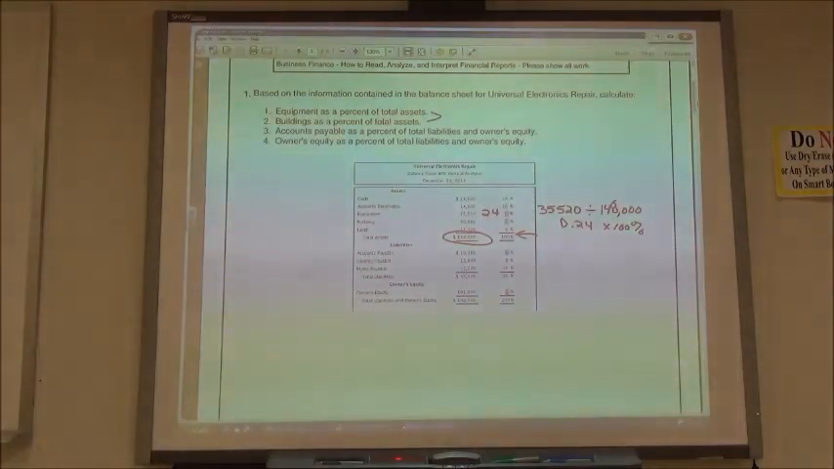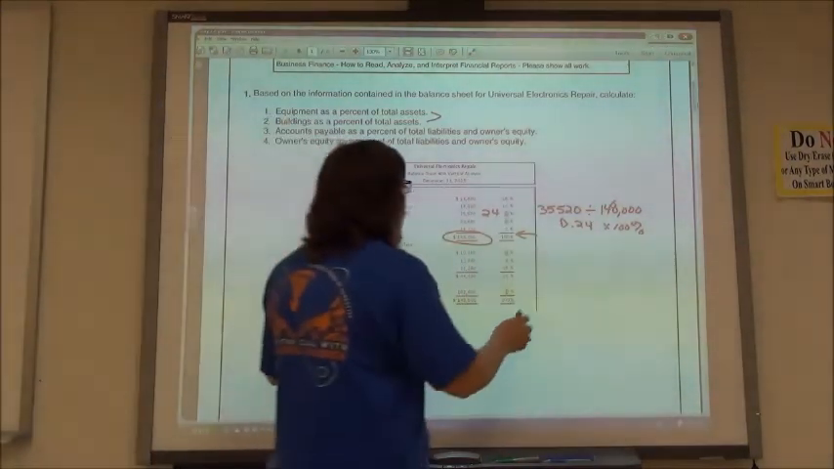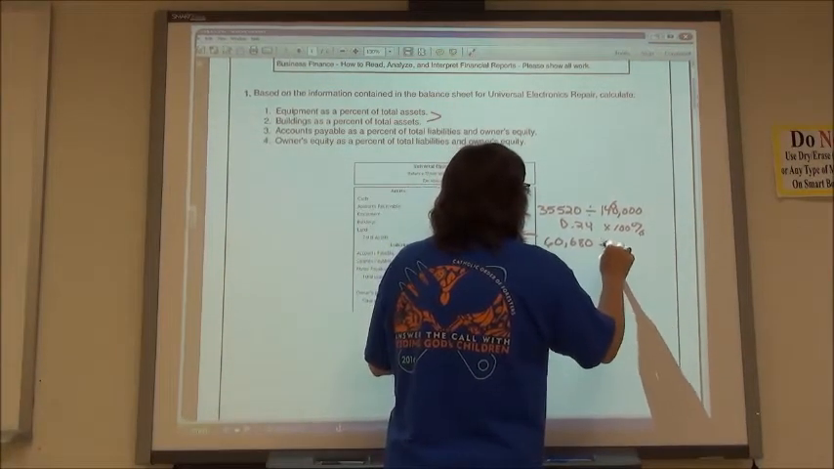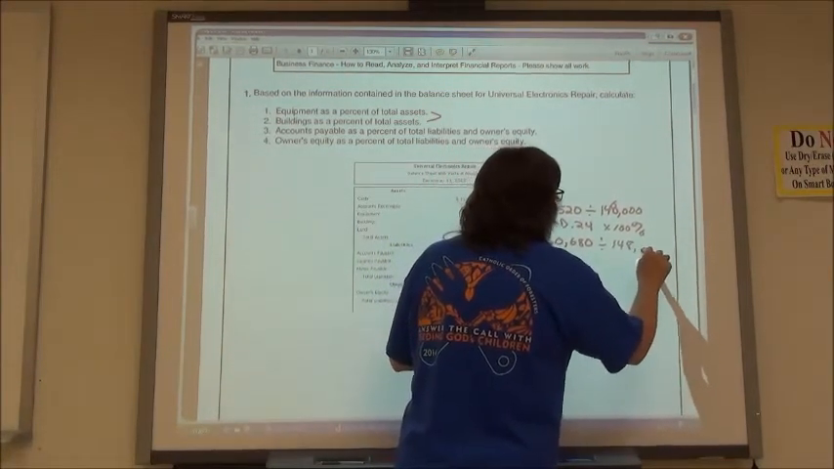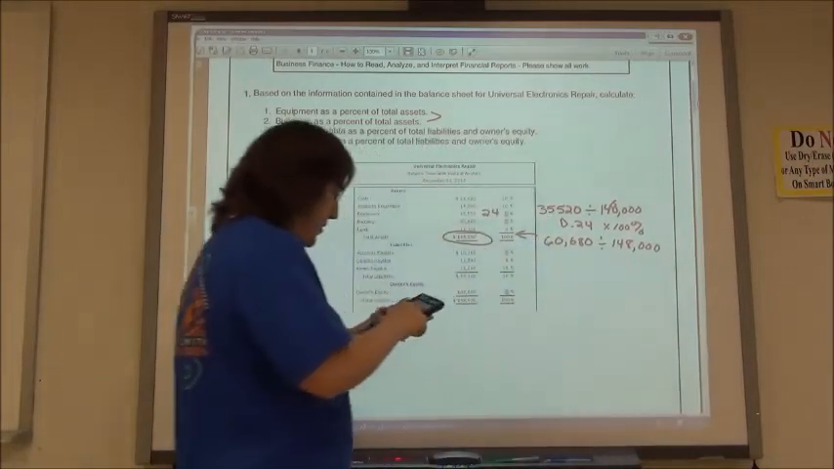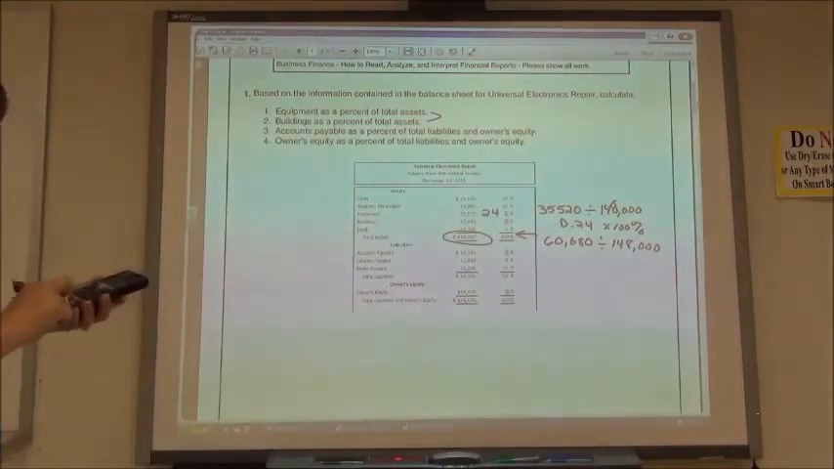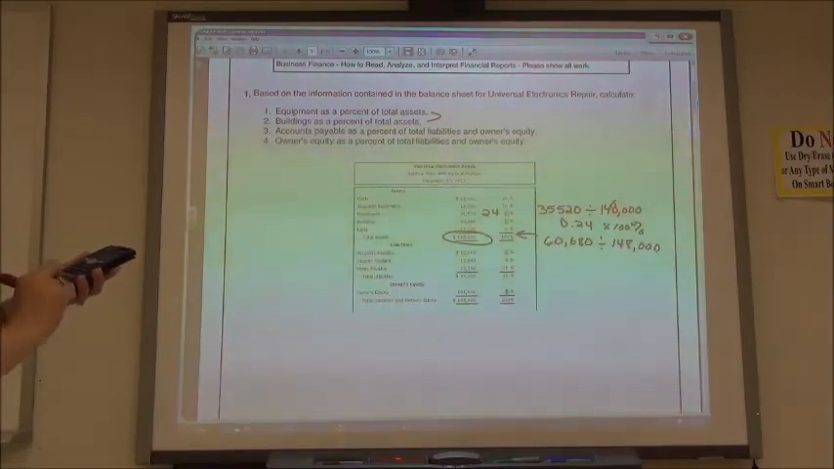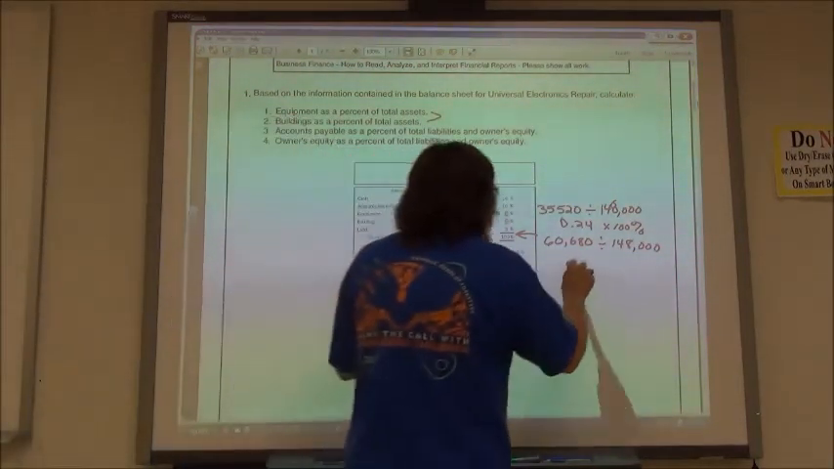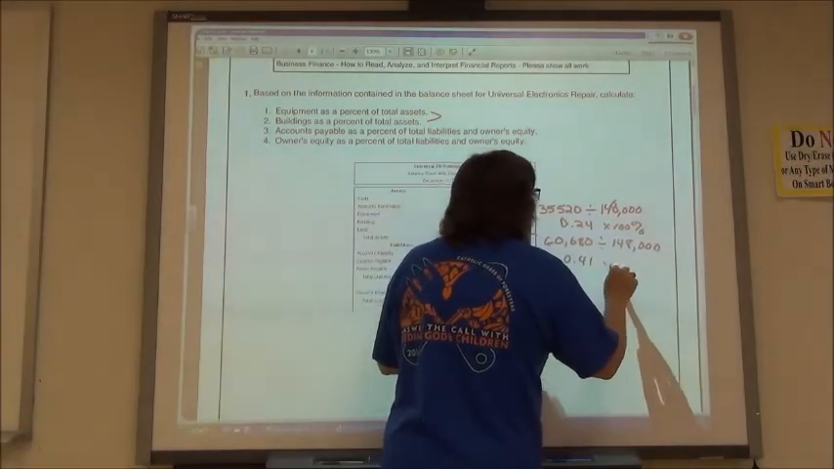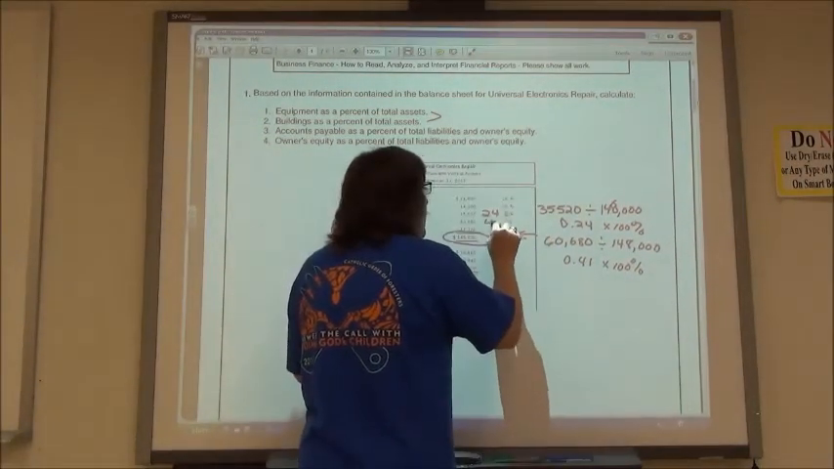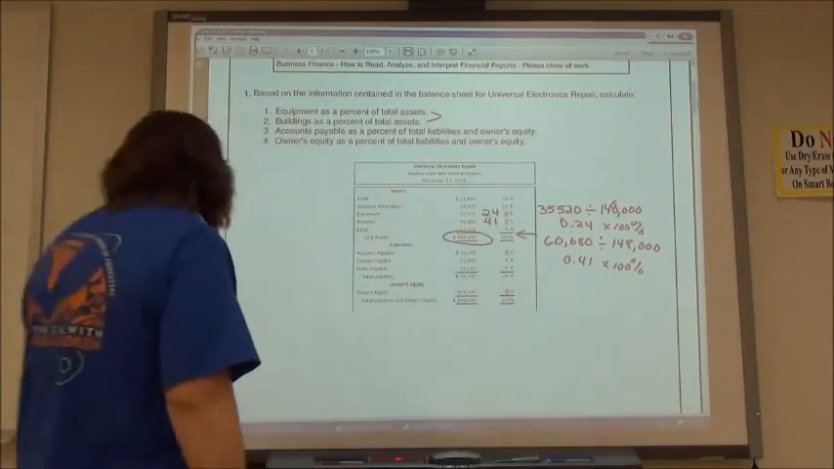If we're going to calculate the buildings, we're going to take the 60,680 and divide it by our 148,000. So 60,680 divided by 148,000, I get 0.41, which times 100 to change it to a percent gives me 41%.